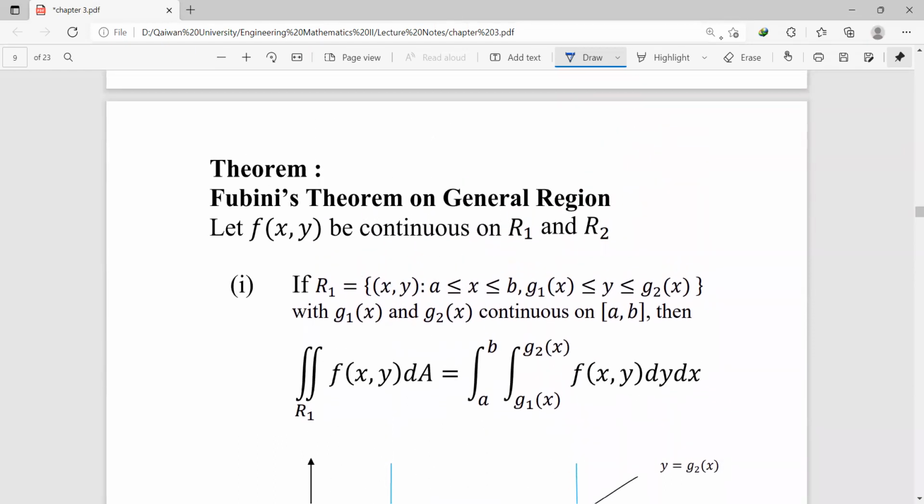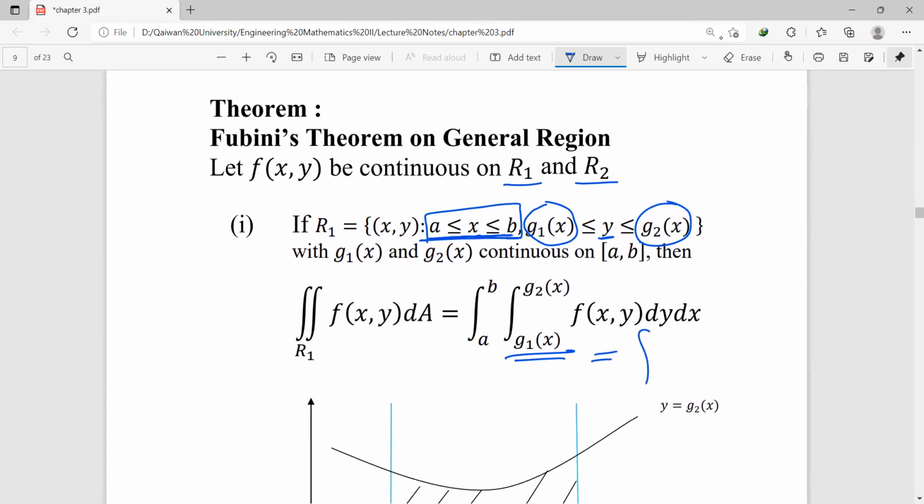But if we have the region R1, we have two regions here. In R1, x is from a to b, that means the lower and upper limits for x are constants, but for y they are functions of x. These are not constants. In this case, we must take dy first. We must take the integration with respect to y first, and then with respect to x. As you see, it's written here. It's not equal to the integration from a to b for dx and g1 of x to g2 of x. That's not true. We must take the integration with the variable whose lower and upper limits are not constants.